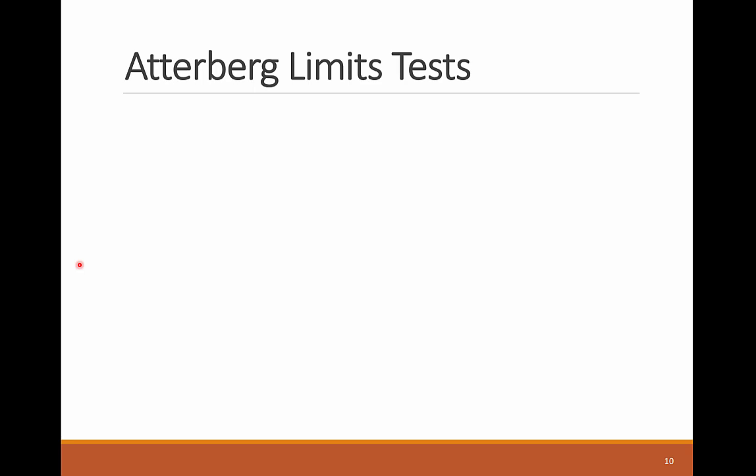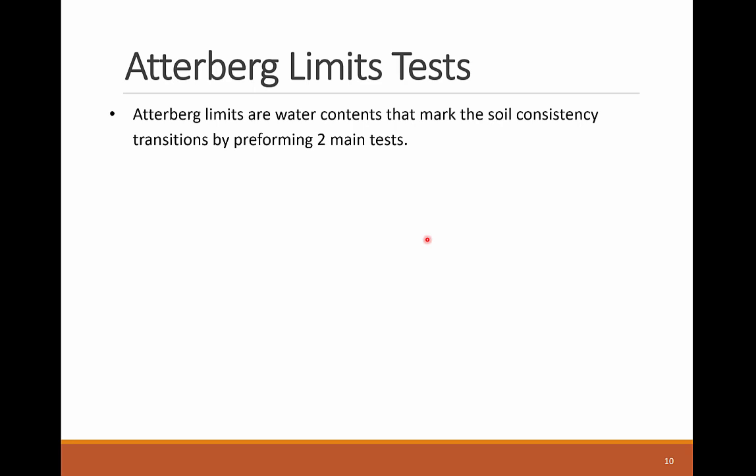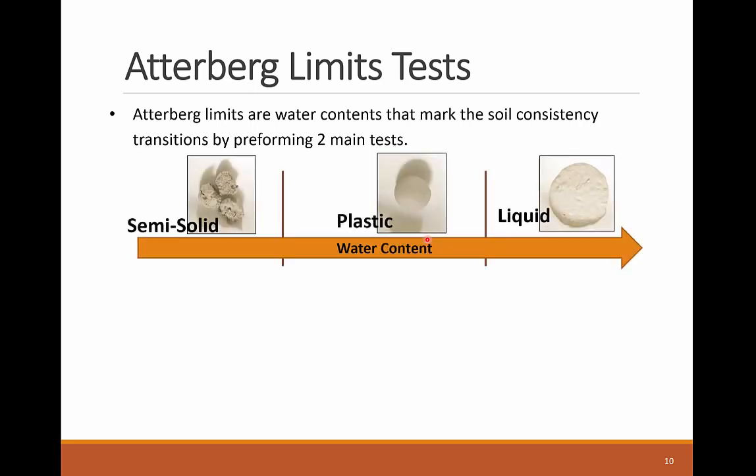Atterberg limits are water contents of the soil that mark the transitions between three main soil consistency states: semi-solid, plastic, and liquid.